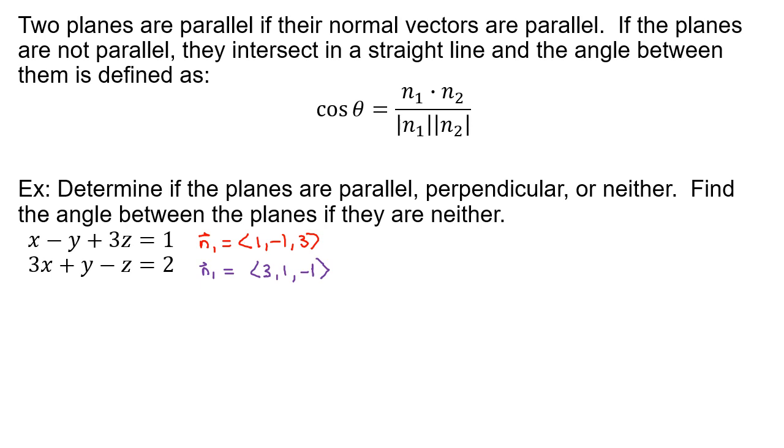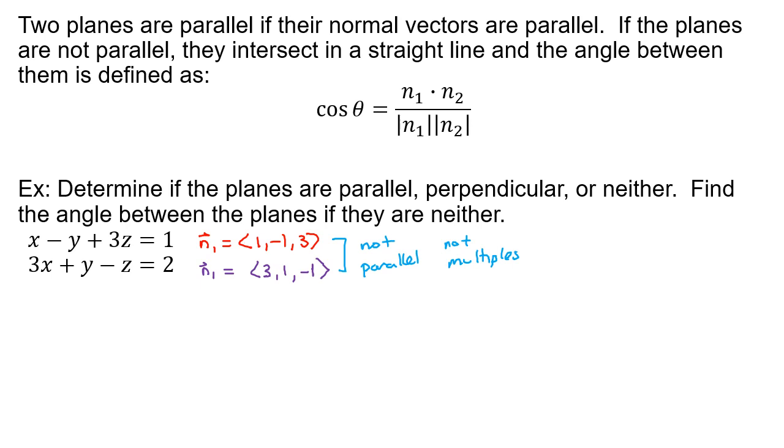And they are not. These are not parallel because they're not multiples of each other. And you can kind of see that pretty quickly. To go from the first one to the second one, you can multiply by 3 on the x coordinate or the first coordinate. 1 times 3 would be 3, but if you multiplied the last one by 3, you wouldn't get -1. So they're not multiples. So then we're going to go with the formula.